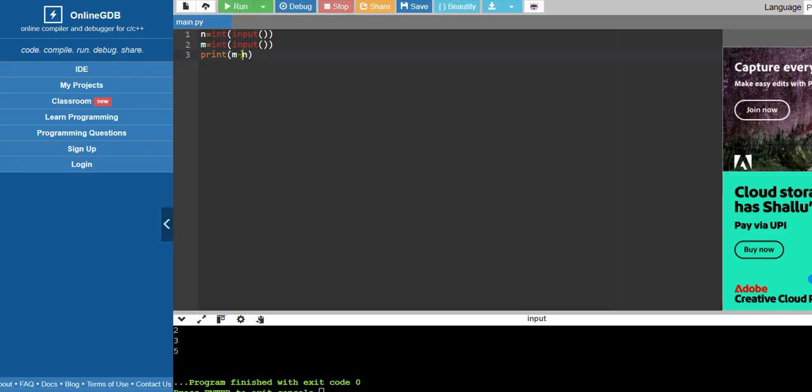Let's print subtraction. 2 minus 3? Minus 1. Exactly. Let's start with multiplication. Sorry. 2 times 3 is 6.